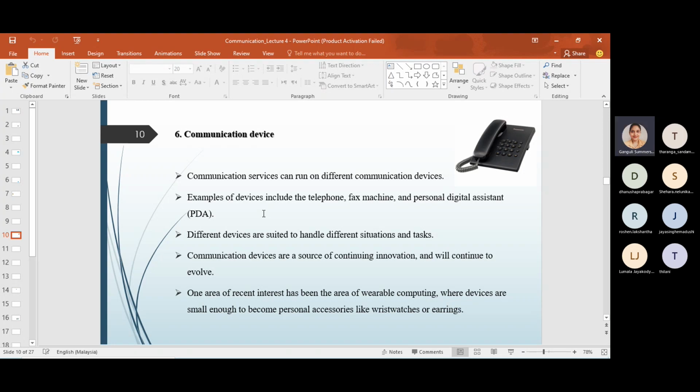Yeah, so in recent times, people are going for wearable computing. So wearable computing කියන්නේ the devices that you can wear, like the devices that are small enough to become personal accessories like wristwatches and earrings. Okay, so the meaning of the word wearable is the things that you can wear. Okay, so wearable computing means the devices that you can wear.